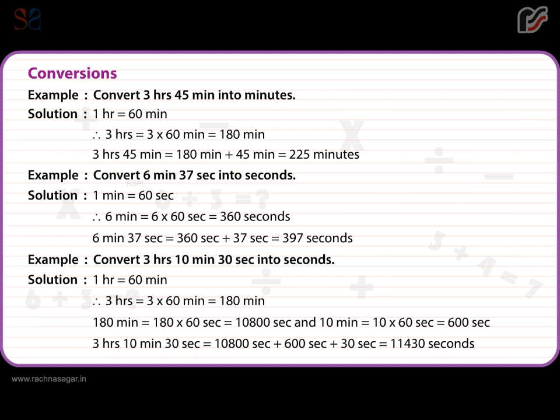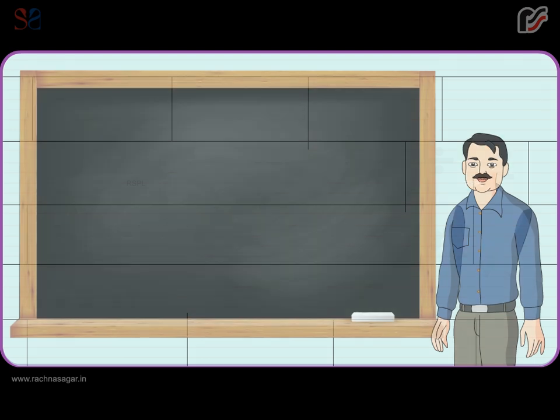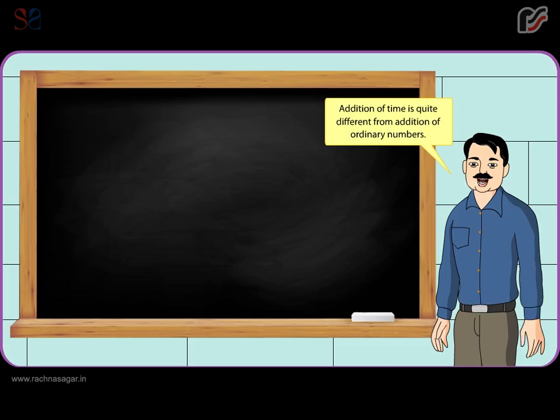3 hours 10 minutes 30 seconds is equal to 10,800 seconds plus 600 seconds plus 30 seconds, which is equal to 11,430 seconds. Addition of time. Addition of time is quite different from addition of ordinary numbers.